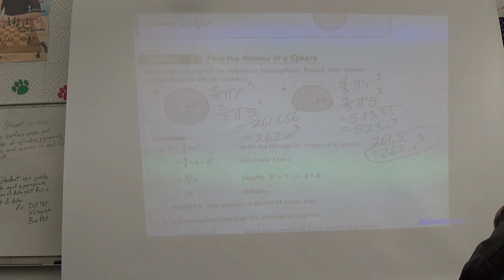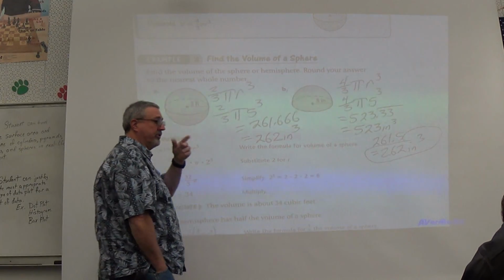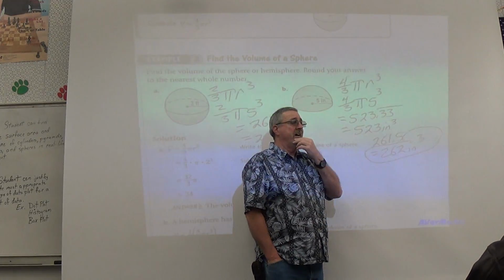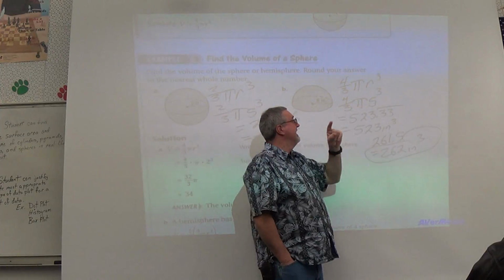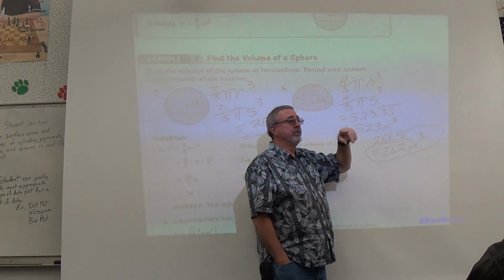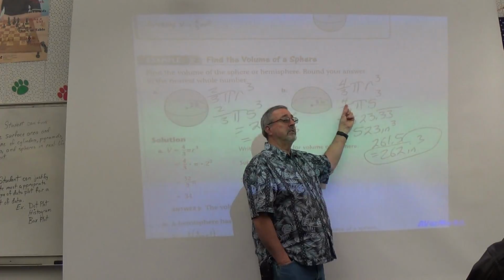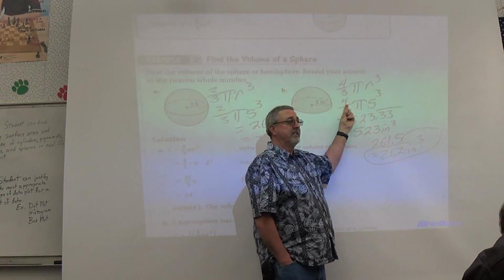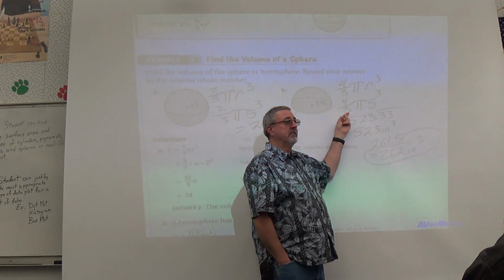I had trouble with B because I somehow could not get the same answer as you did with 523. I got something else. Okay, so let's do it again on your calculator. Take 5 and cube it. Take 5 to the third power. 125. Times 4/3. Should I put that in as like 1.33? No. If you want to do that, do it this way. Times 4, equals, divided by 3.